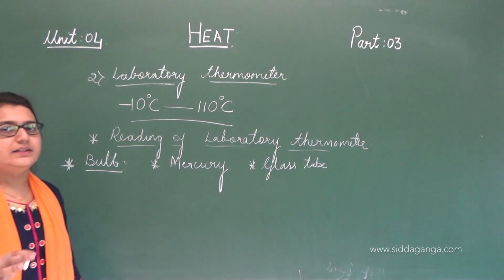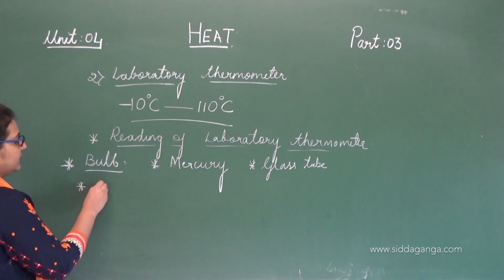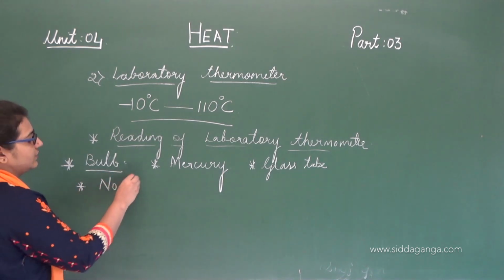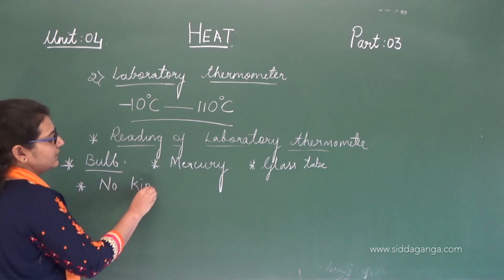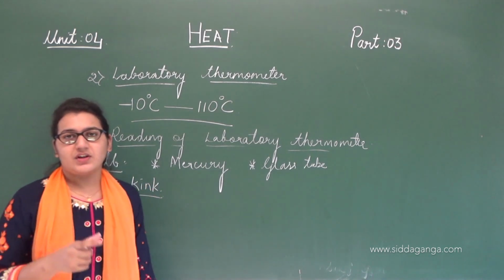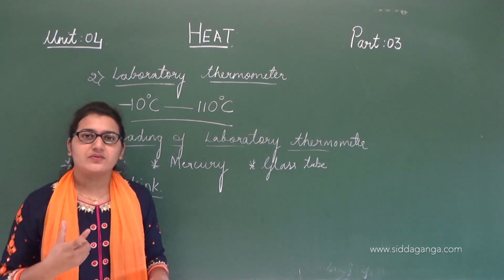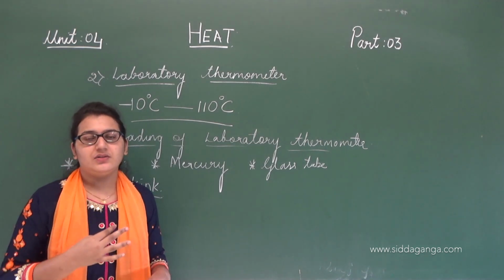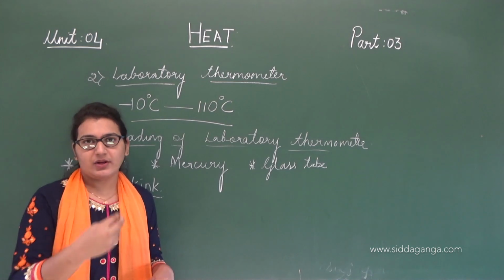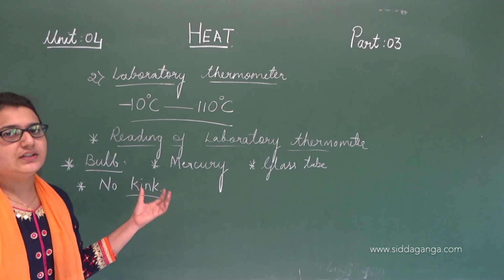And the most important thing is it doesn't have the structure called a kink. What is this kink? This is the bent structure present in the thermometer. What is the use of this? It prevents the falling back of mercury. So it doesn't have the kink structure.